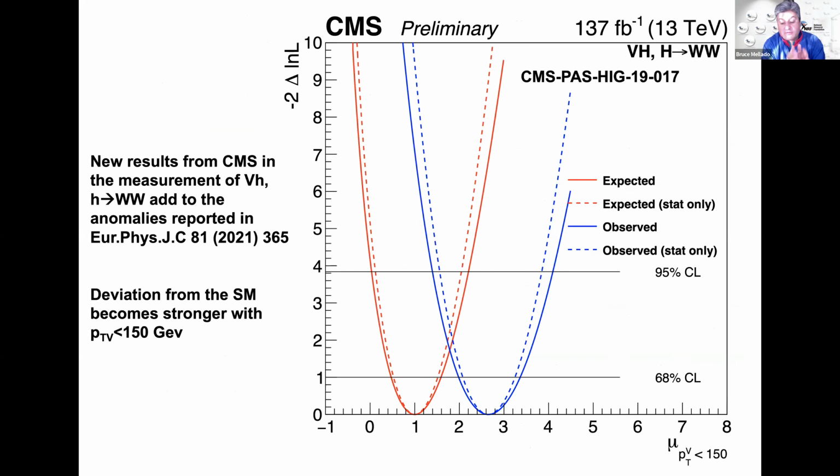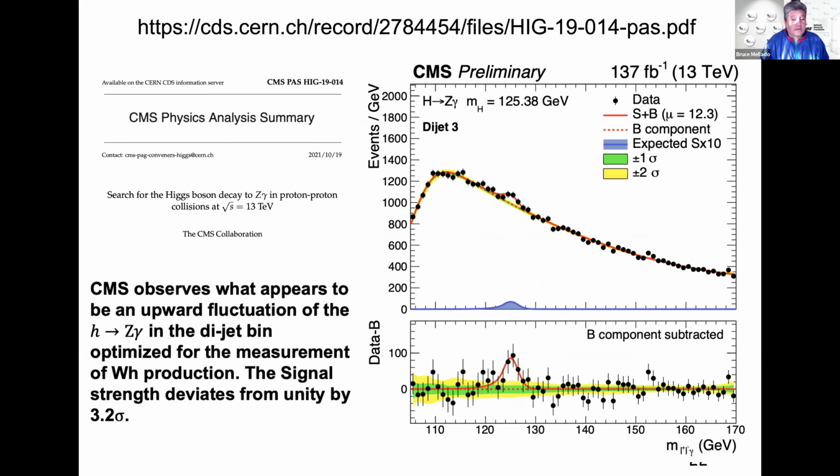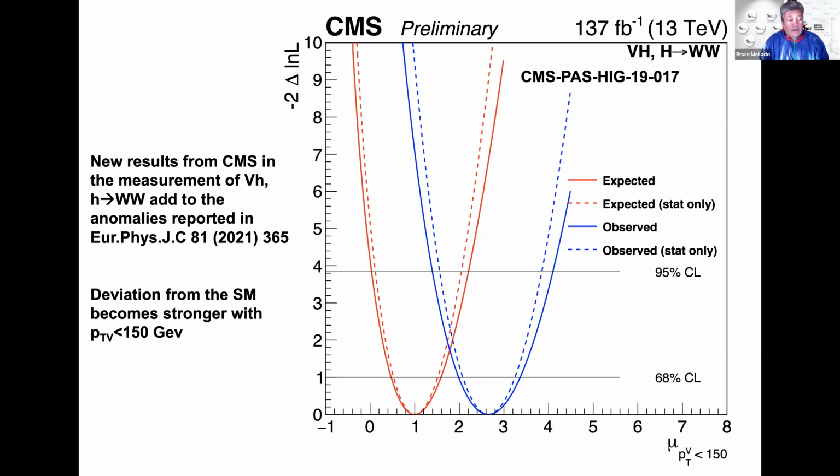You see that for the measurement of the WH and ZH cross sections, but it's dominated by WH. When the pT of the boson is not very high, less than 150, it is discrepant with the standard model. So the blue is the measurement, the red is the standard model, and that basically adds to it.